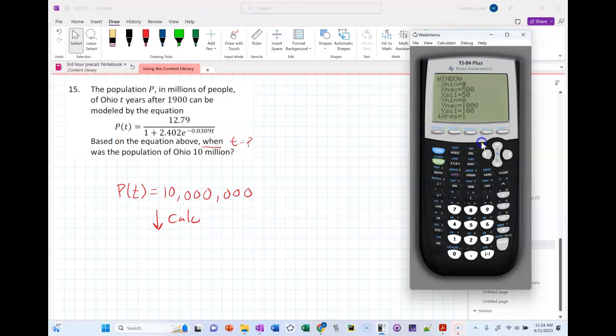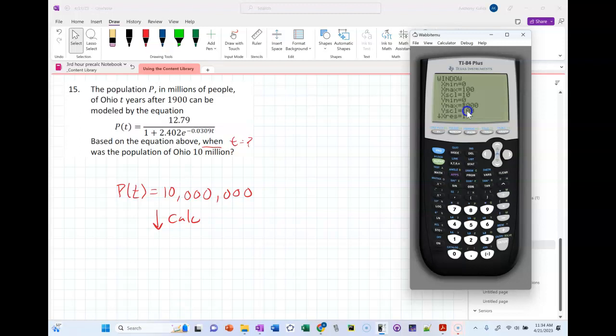And then I'm going to set a window. So I don't know what the current population of Ohio is, but I imagine by the year 2000 we've gotten to 10 million people. So we're starting at 1900 is what it says. So I'll just go 100 years. And then the minimum can be 0.